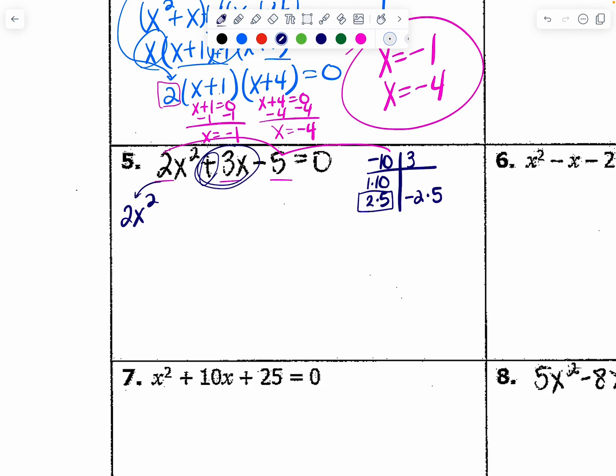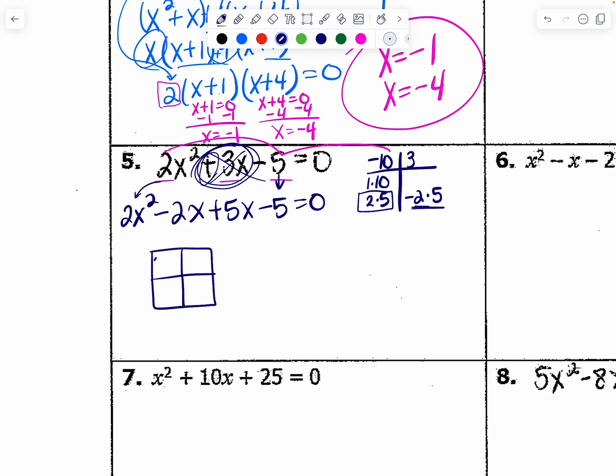I'm going to take 3x out, and I'm going to replace it with this negative 2 and 5. So minus 2x plus 5, and then I bring down my last term, minus 5. And all of that equals 0. All right, we're going to throw this in a box. So 2x squared, negative 2x, 5x, and negative 5.